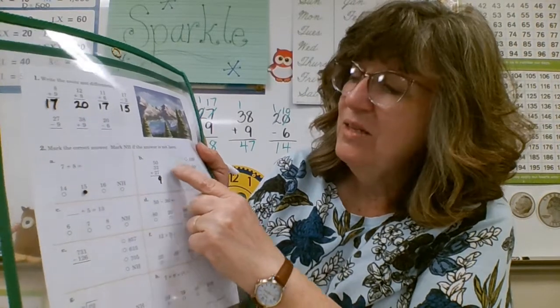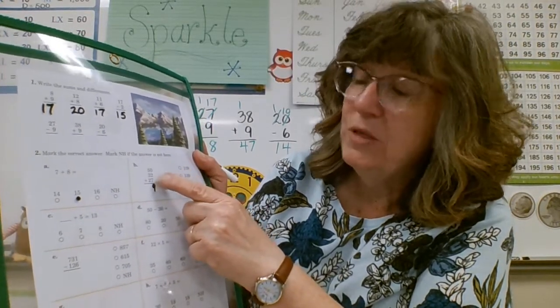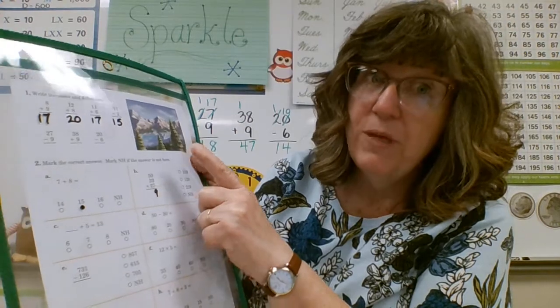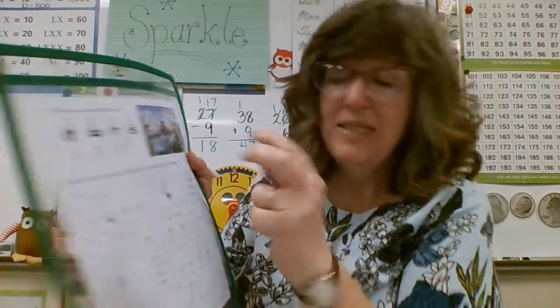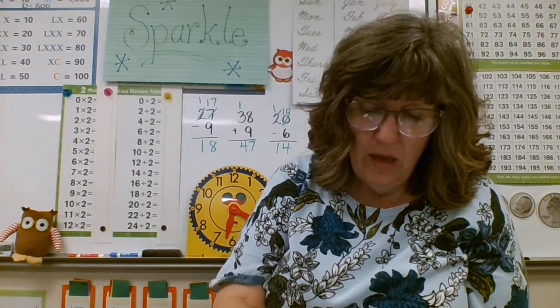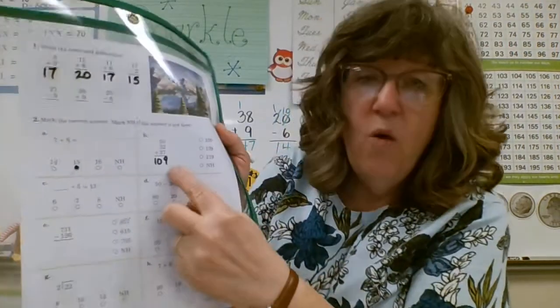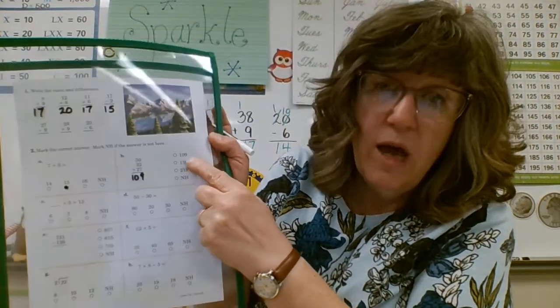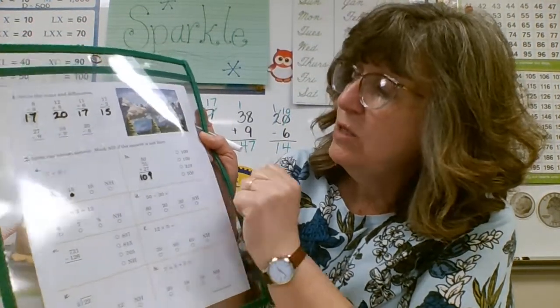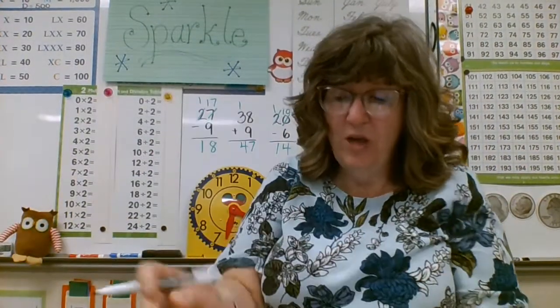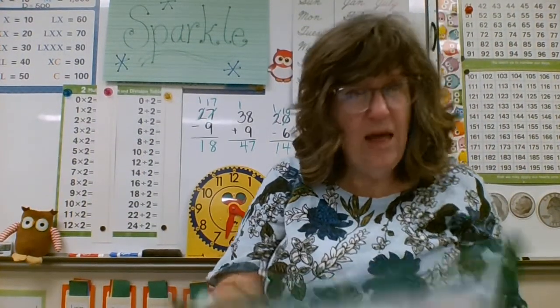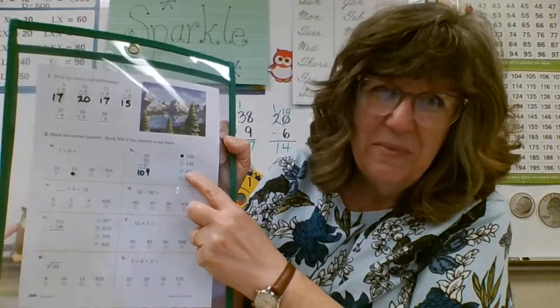Kellen said we have 5, and then 3 plus 2 is 5. So 5 plus 5, Kellen, it's 10. So let's write our 10 down. The answer is 109. Do we have 109 on our choices? The very first one is 109. Good job. So let's color that in. Kellen, good thinking today. That's right.